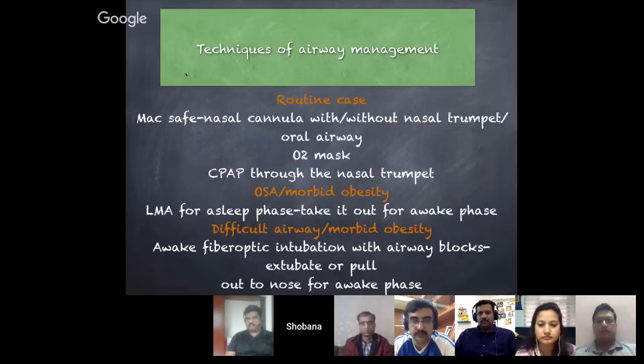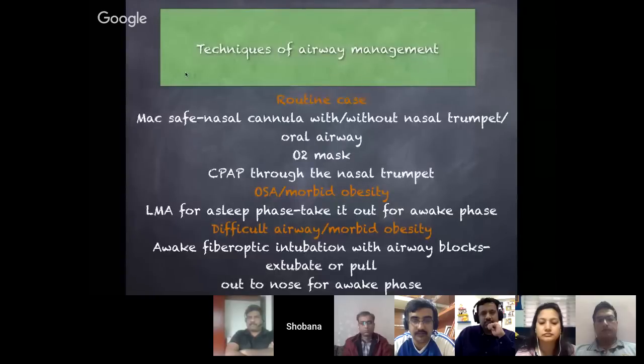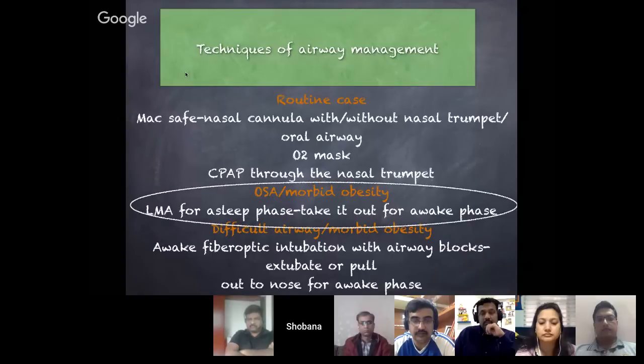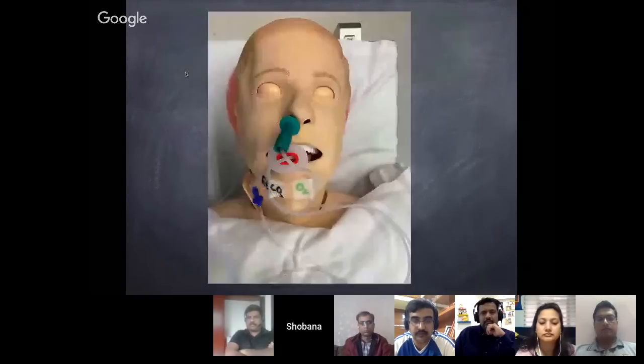Suppose you have an obstructive sleep apnea patient with morbid obesity, then what we do is put in an LMA for the asleep phase, and then during the awake phase, you can take it out. Now, if it's a very difficult airway as well as morbid obesity, then we may think of actually intubating the patient, do an awake fiber optic intubation with airway blocks, and possibly do it through the nose and pull it out up to the nose during the awake phase. And this has been described in literature. For this patient, we would choose LMA for the sleep phase and then take it out.